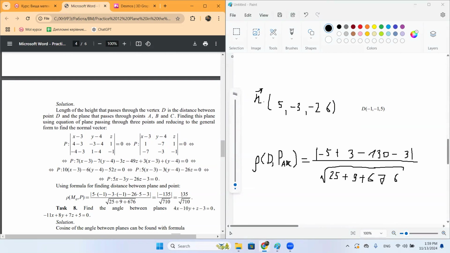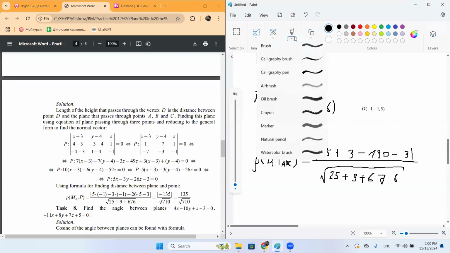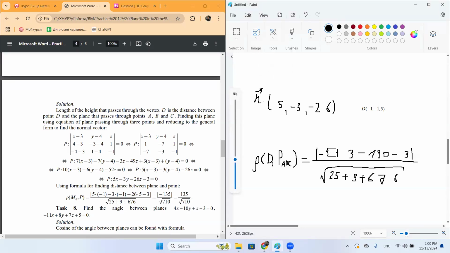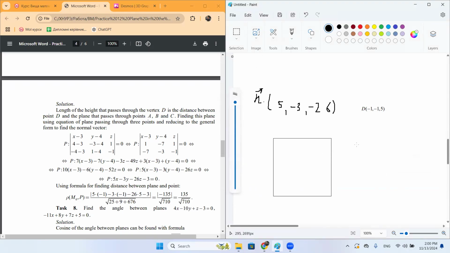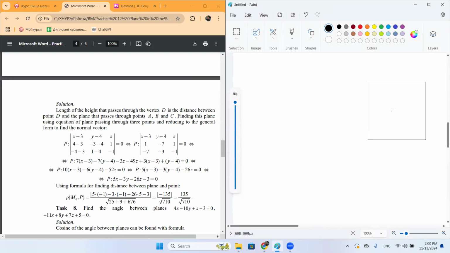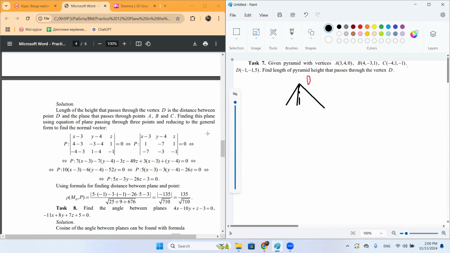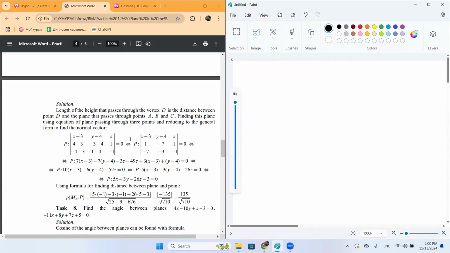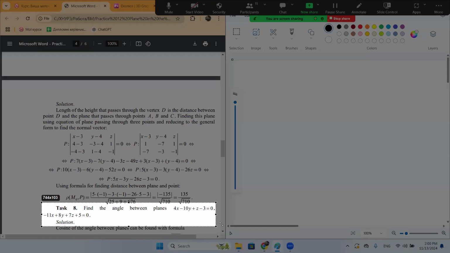Any questions about this task? No questions, right? Okay, now let's solve one more quick task, and after that we will have a break. So task number 8, it's not big. So we need to find the angle between 2 planes.